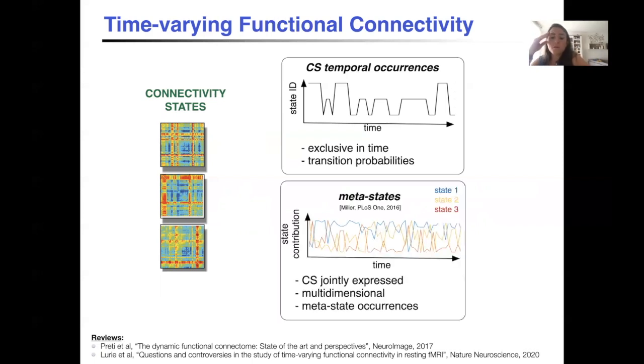Alternatively, if another method is used that allows for states being jointly expressed at the same time point, this produces what is called in literature meta-states. So a certain combination of basic states at each time point. In this case, what you can look at is, at a higher level, metastate occurrences, basically.